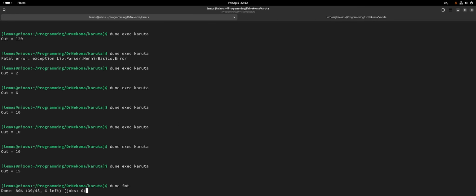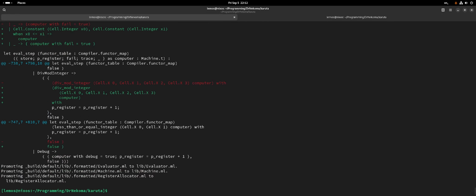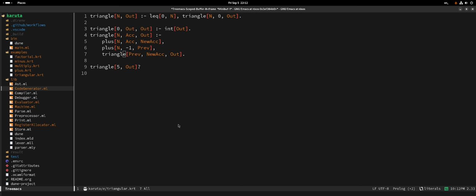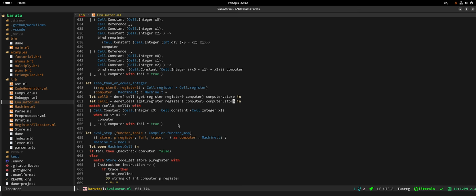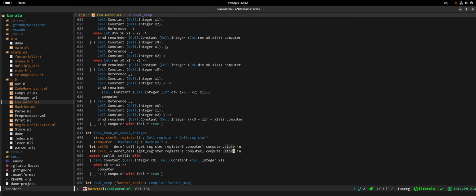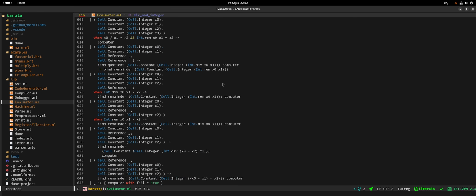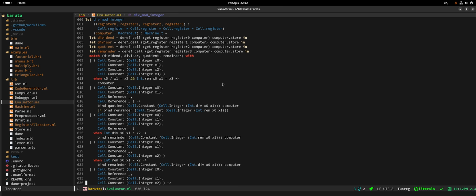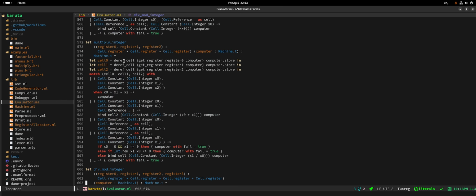Let's do an FMT. I actually want to see how the code looks now with that. Yeah, so you broke the tuples. Broke the tuples. Let's do that next time. Let's actually just focus on doing this.